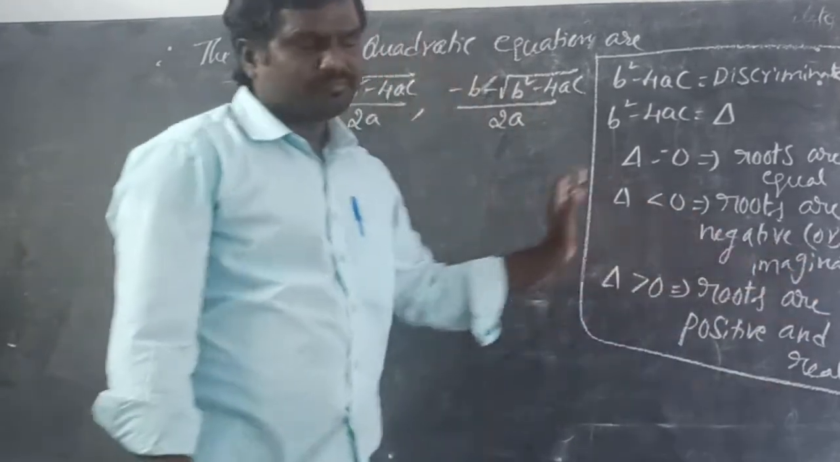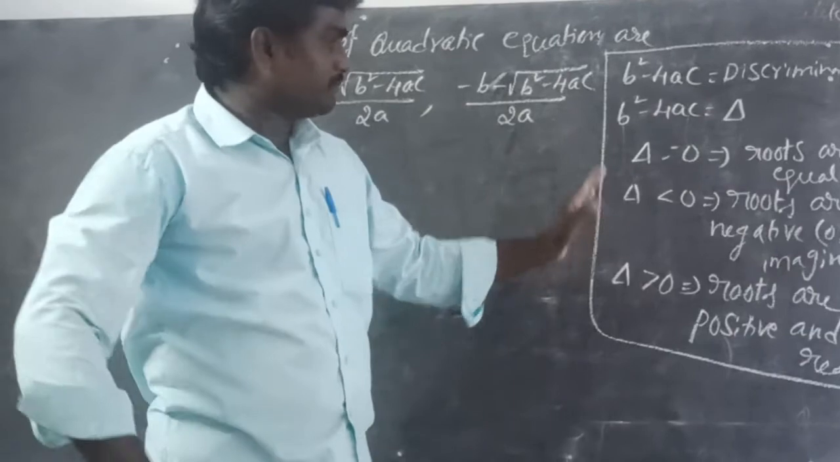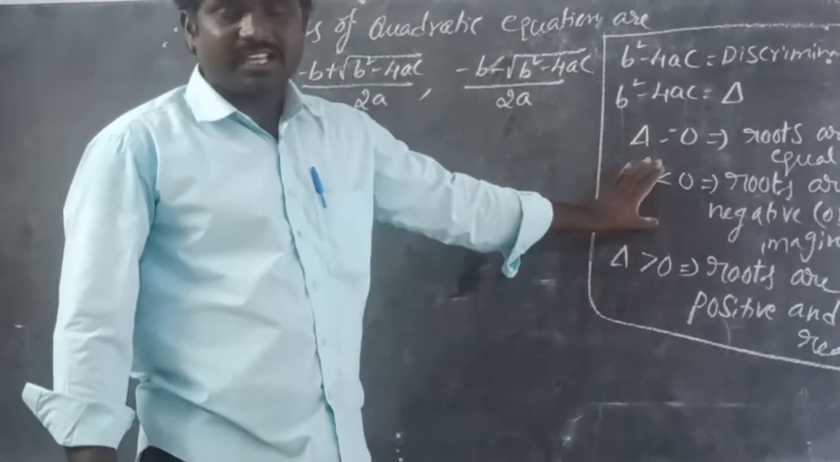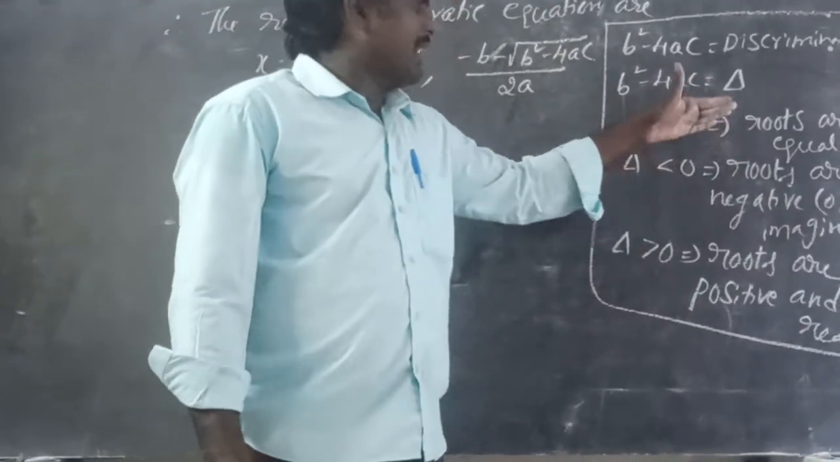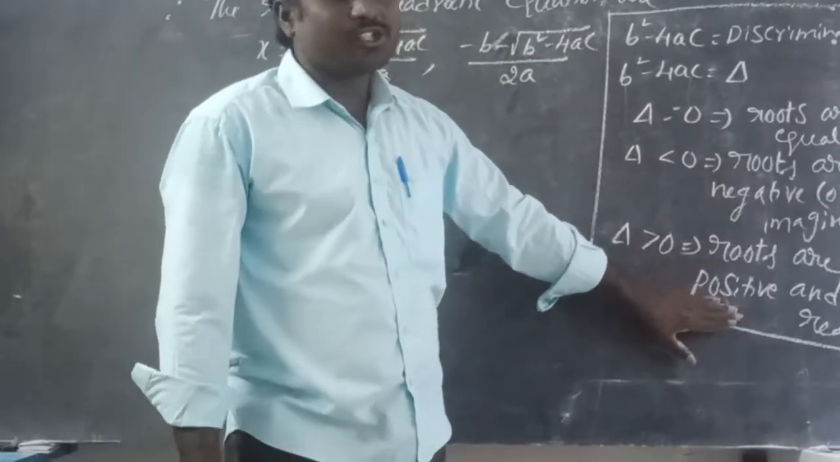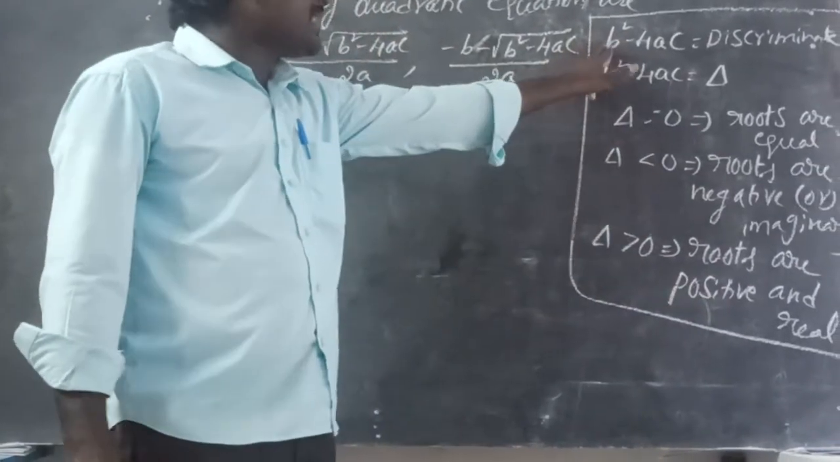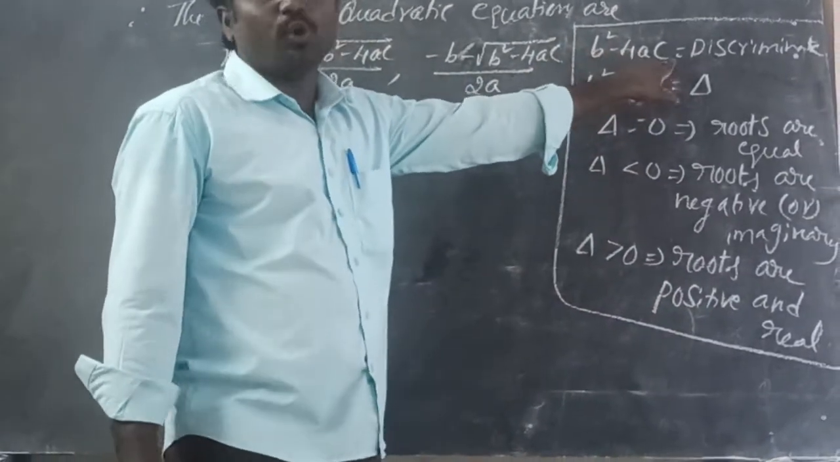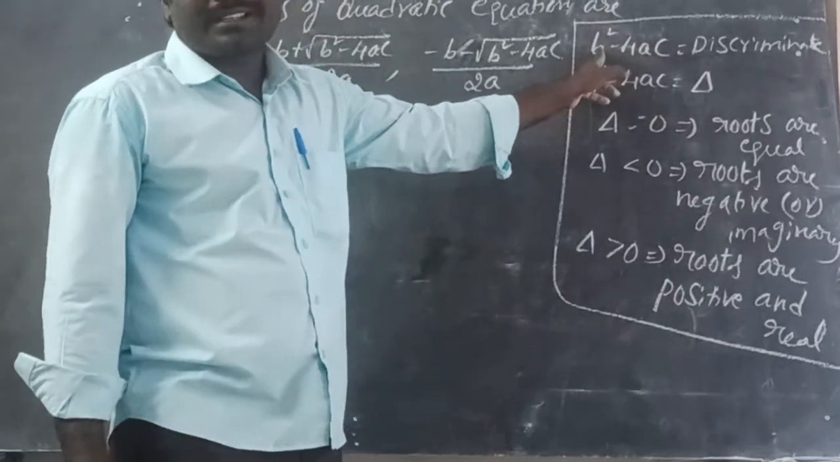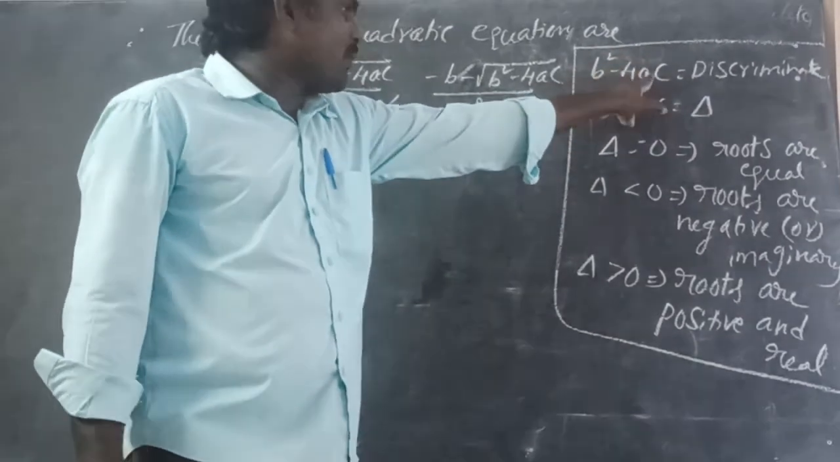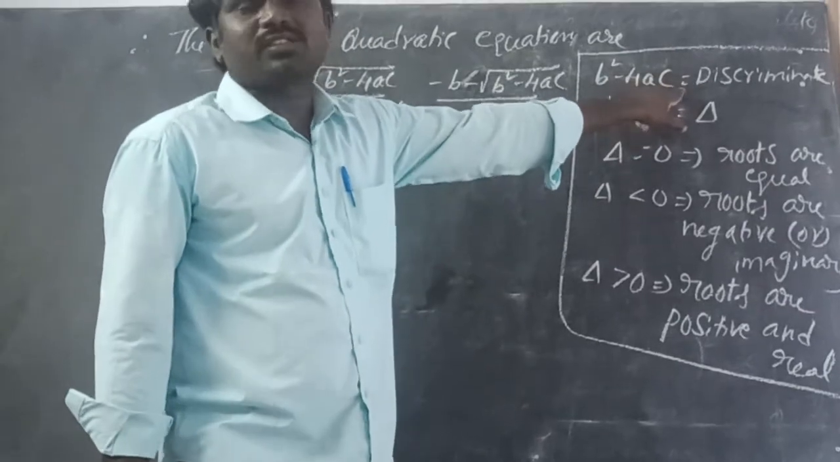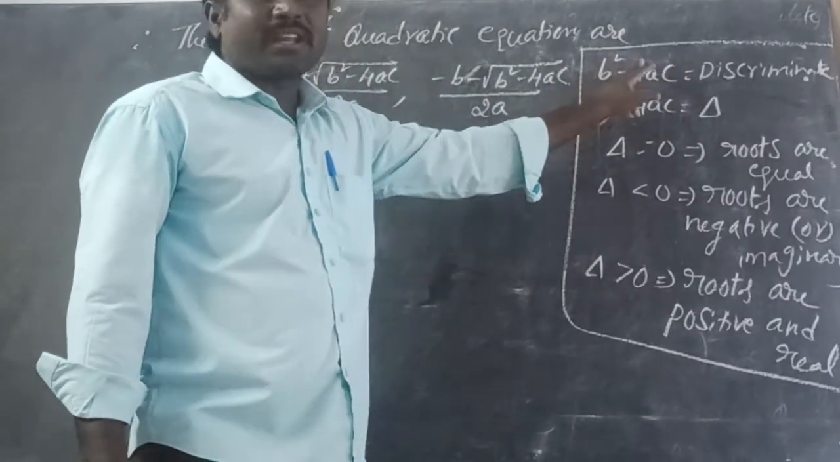If you see the quadratic equation, then the roots of the quadratic equation are either equal, negative or positive. How can we say that? By using this formula b square minus 4ac. B is the coefficient of x, a is the coefficient of x square, c is the constant. So b square minus 4ac.